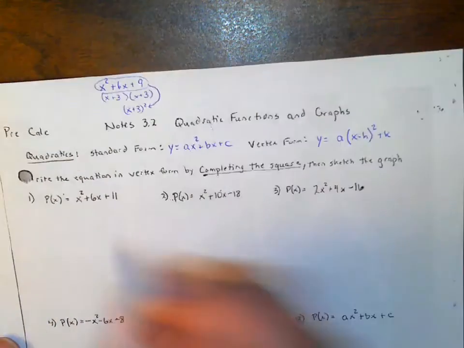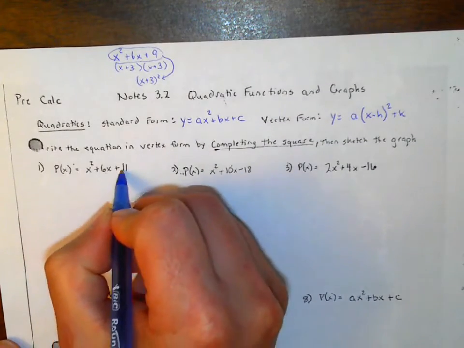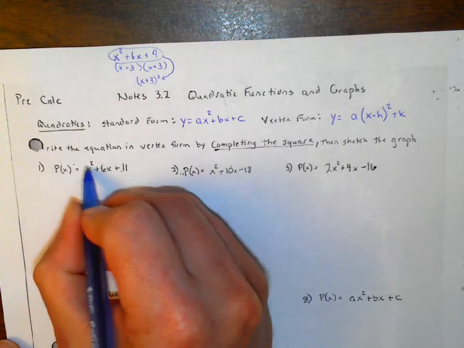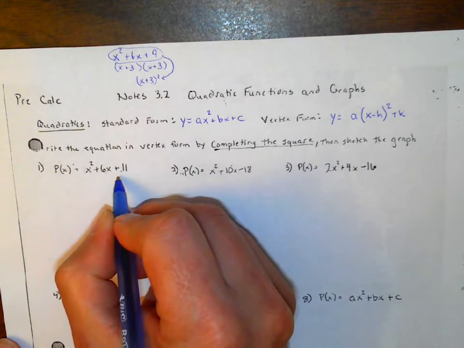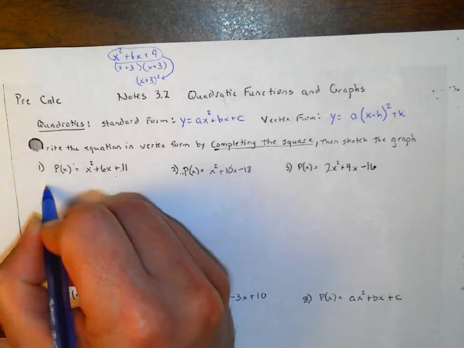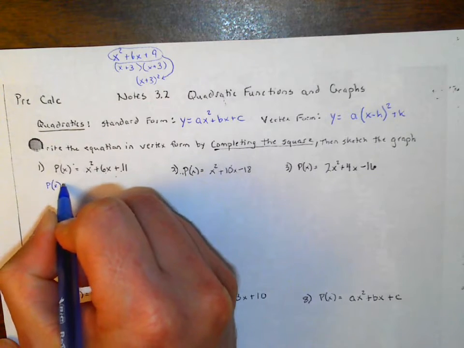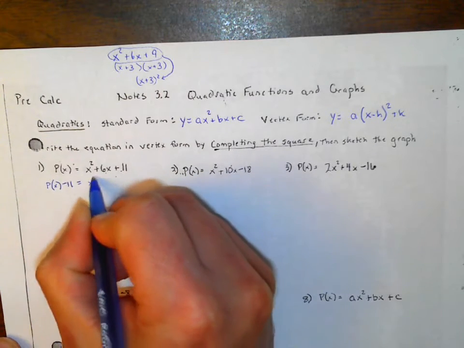Okay. So first step, we want to get this to be a 1x squared, which it already is. Next step is to take this 11 over to the other side. So we'll have p of x minus 11 equals x squared plus 6x.